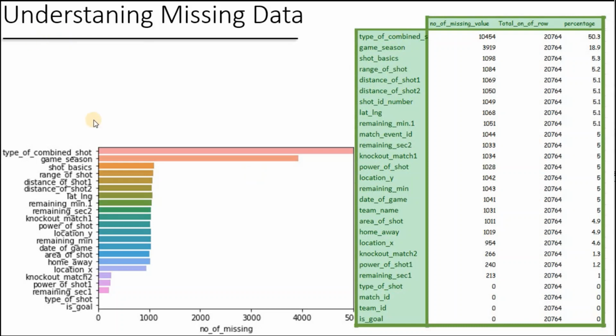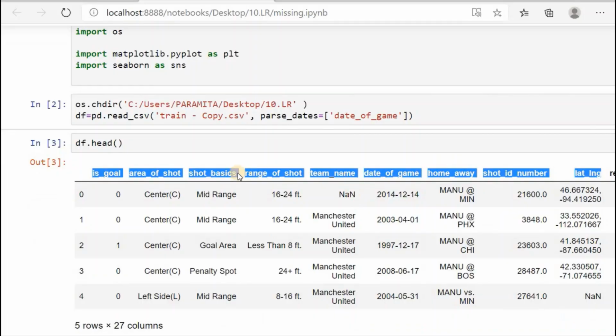Missing data is one of the vital issues in data analysis. The first step to missing data treatment is understanding the missingness in the dataset, and the second step is to fill the missing values. In this video, we will understand and visualize the missing data using a dataset on goal prediction by Cristiano Ronaldo.